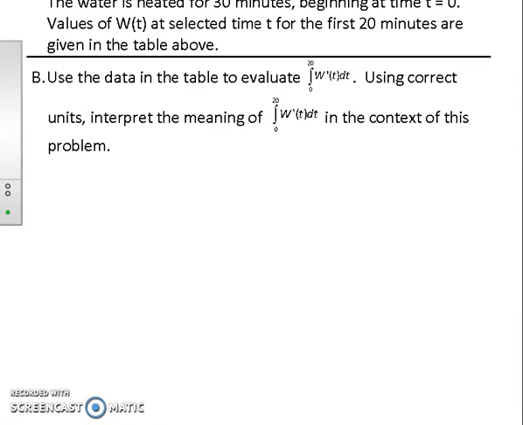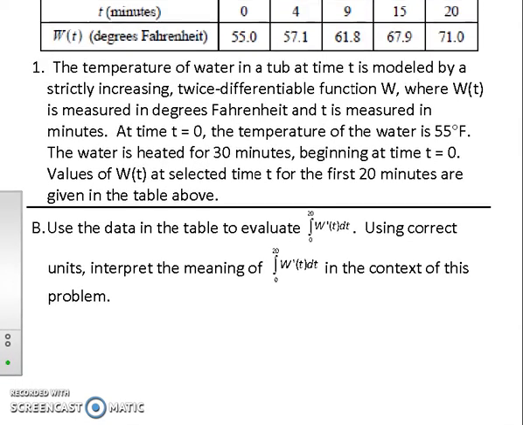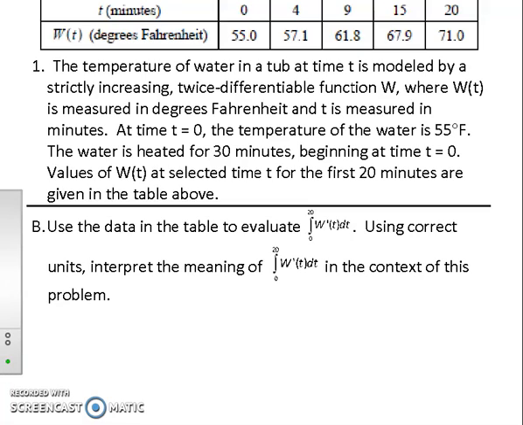Then part B. Part B says use the data in the table to evaluate the integral from 0 to 20 of W prime of t dt. Well, the information in the table is W of t. So we have to kind of think through what we're doing. If we're integrating W prime, well, W prime is the derivative. So the integral of the derivative would mean that W prime came from W.